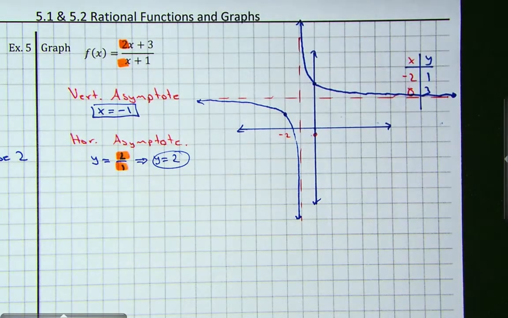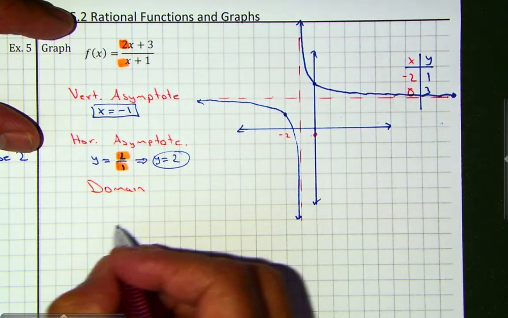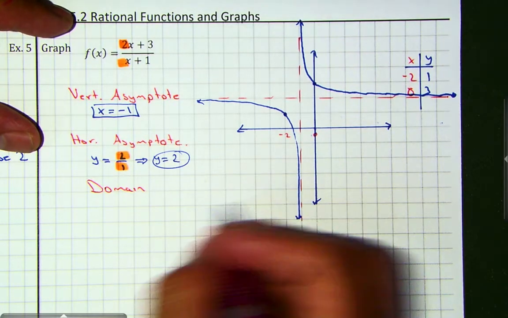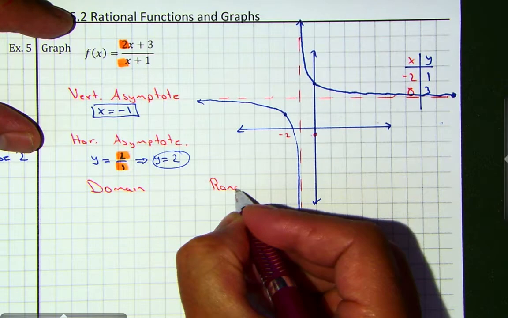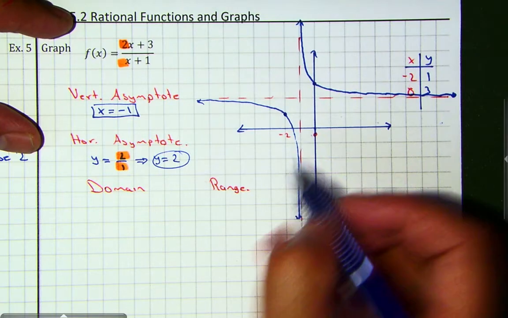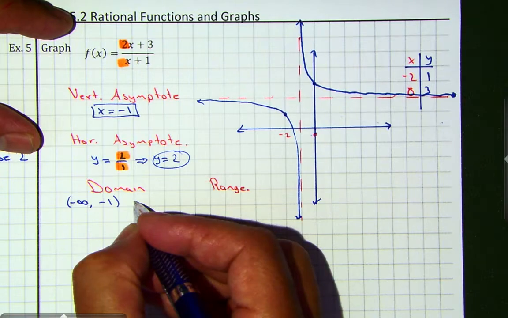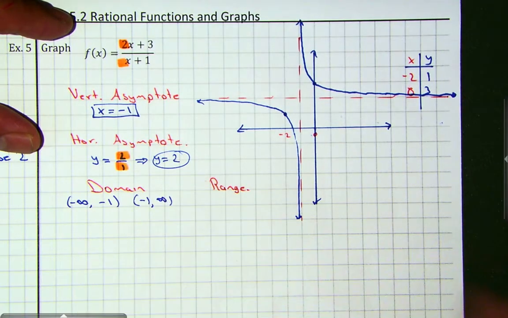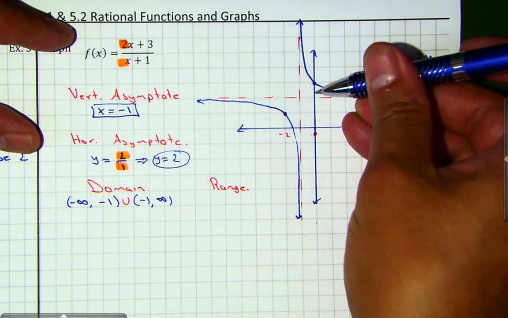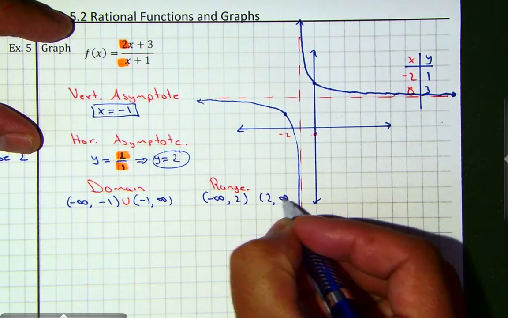And then the last thing I need to find is my domain and range. So find your domain and range, and we can compare afterwards. So what is your domain? All real numbers except for -1, or from -infinity to -1, union from -1 all the way to positive infinity. And your range, all real numbers except for 2, or from -infinity to 2, and from 2 to positive infinity.